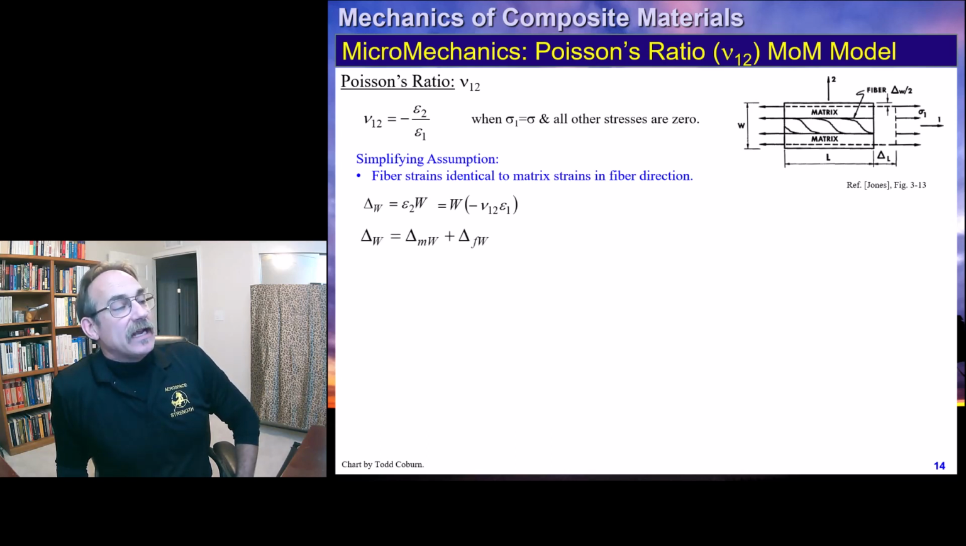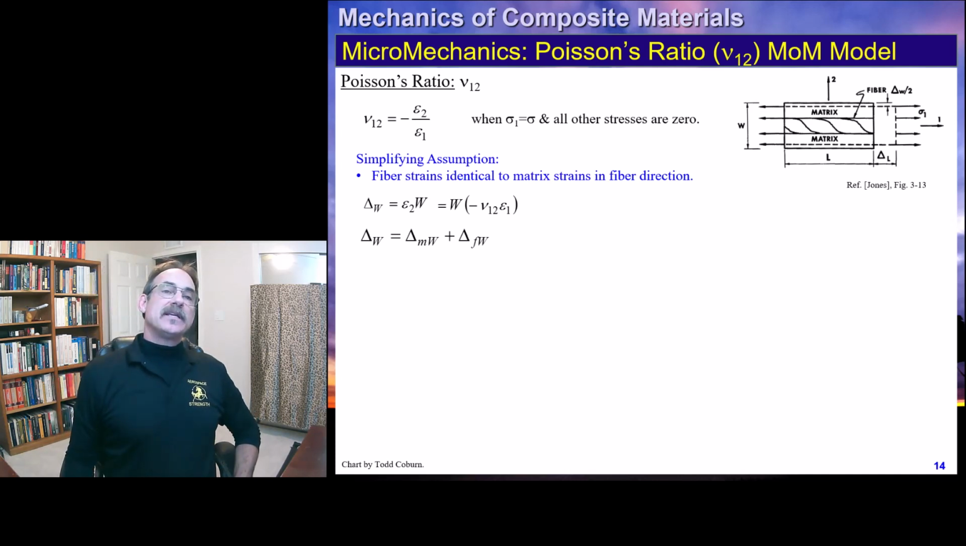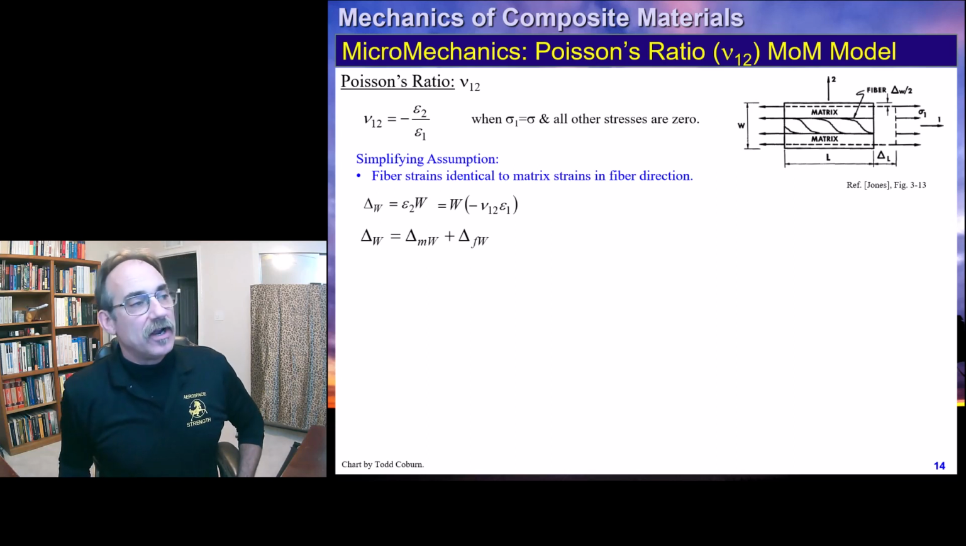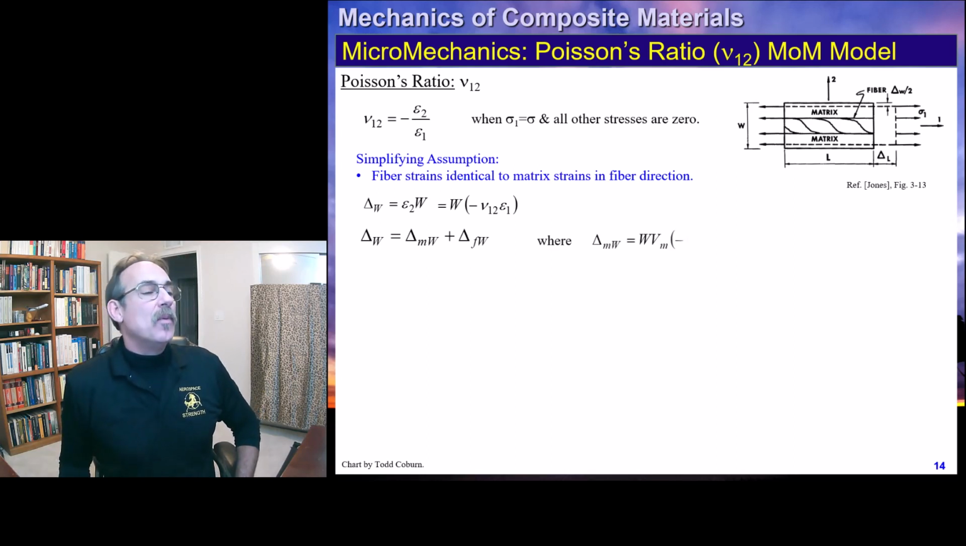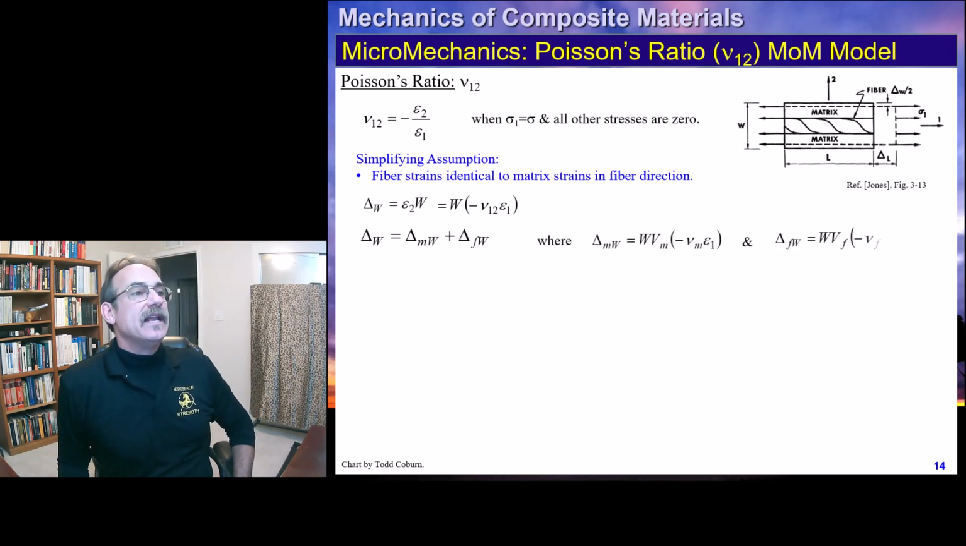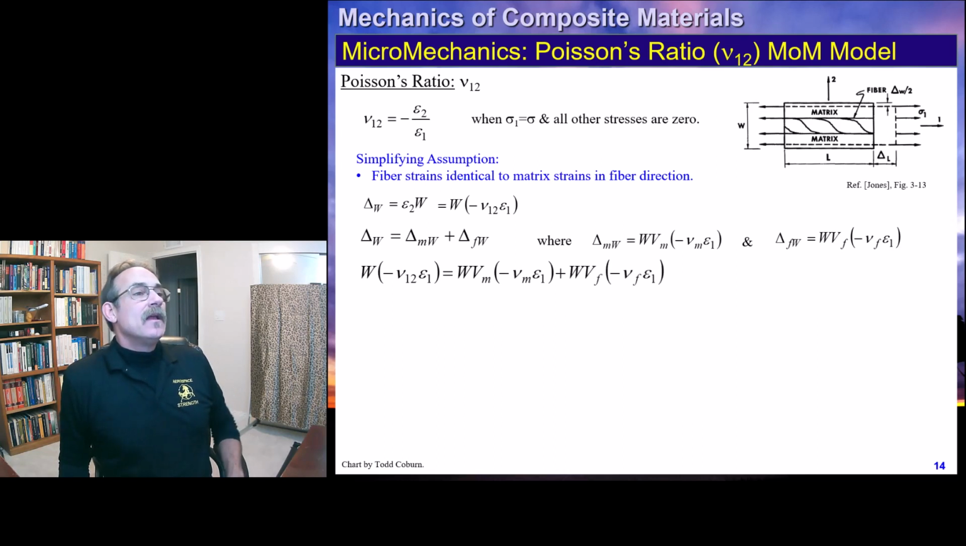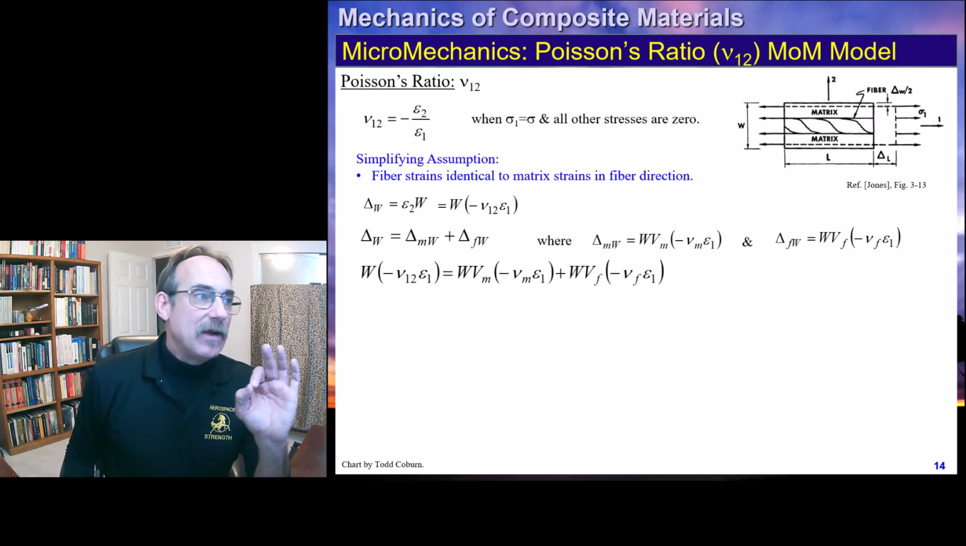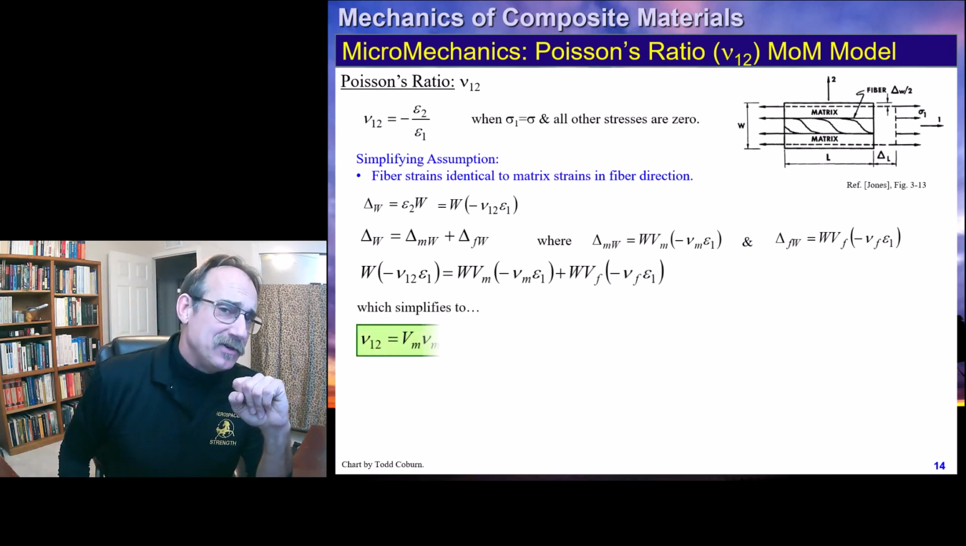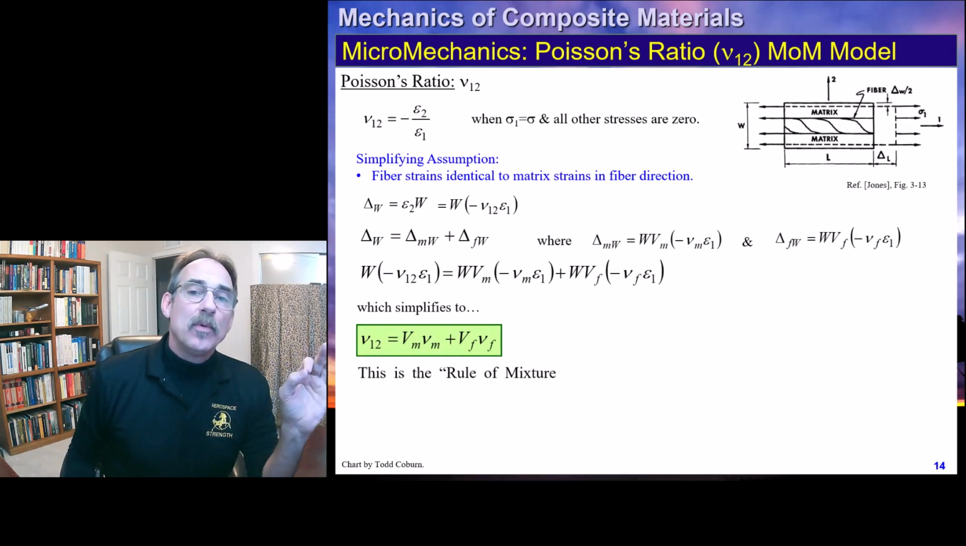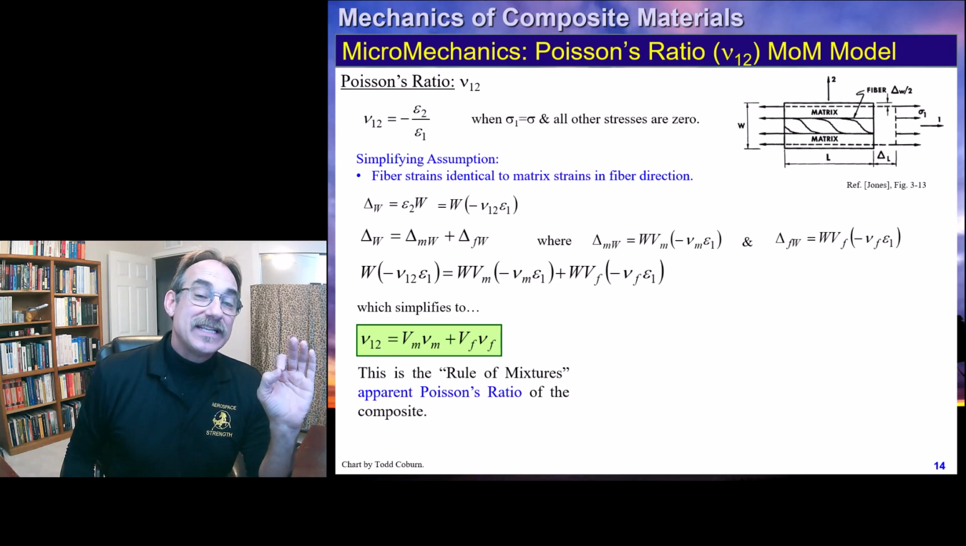We can now recognize that part of that deflection occurs in the matrix and part of that deflection occurs in the fiber. No problem. Once again, we can apply this principle to both representative deflections. We can stick these in and rewrite this and simplify using 10th grade algebra to get our rule of mixtures estimate for Poisson's ratio, ν12.